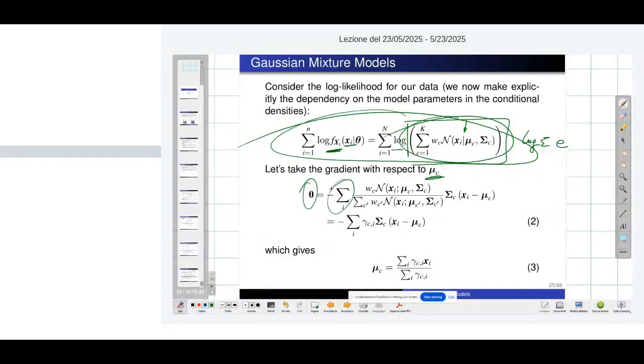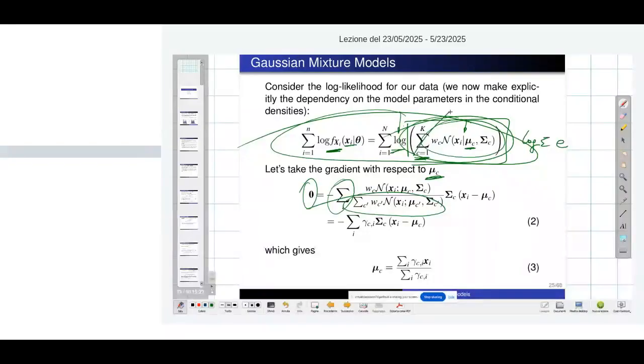Now, I'm not going to prove it, but it's not that difficult to prove. The sum over i remains when I take derivatives, because the derivative of a sum is the sum of the derivatives. Then I have the derivative of a log, so I have 1 over whatever was inside the log. And then I need to take the derivative of this term. The outer sum is a sum of components. Only component c will depend on mu_c, so this sum disappears because only the terms that refer to component c will actually remain.